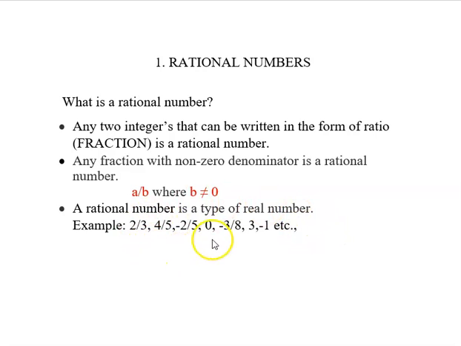So from this example we can say that a rational number is a type of real number. That is, it may include a positive number, a negative number, that is a positive integer, a negative integer, a natural number, or a whole number. So we can say that a rational number is a type of real number.